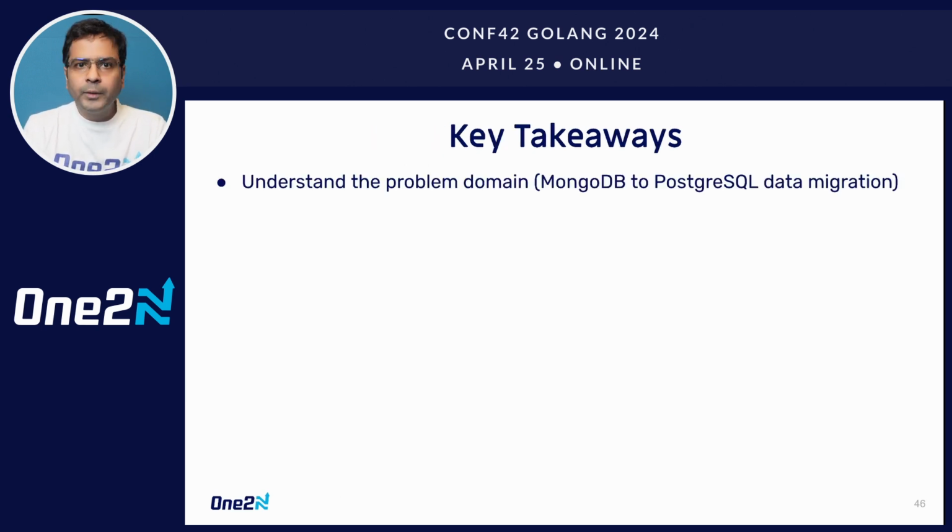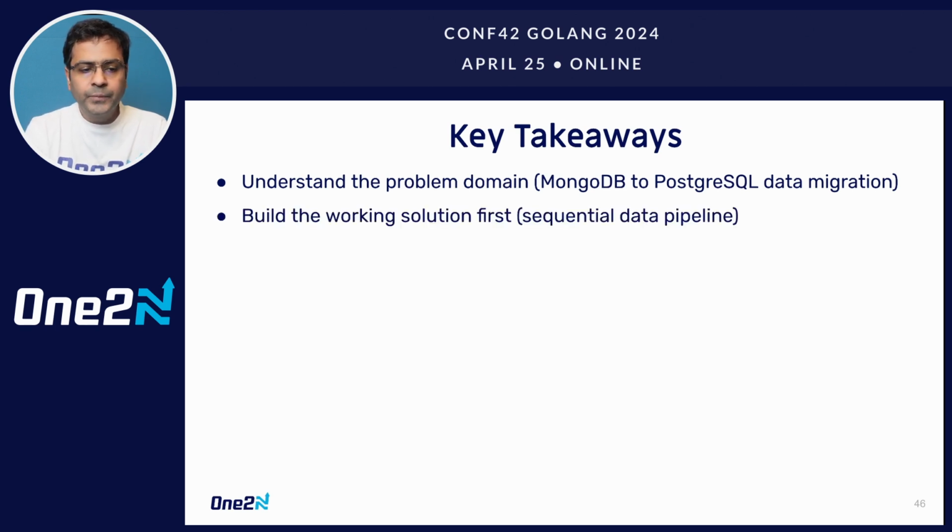Think about what we just did overall as a solution. We understood the problem domain. We said that the solution is in the context of the problem that we are solving. So our problem was MongoDB to Postgres data migration. We built the working solution first, which is the sequential data pipeline. Agreed that it ran very slow, but we always first have a working solution before we try to optimize something.